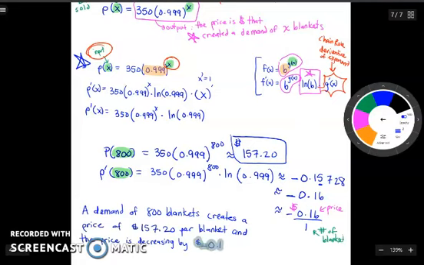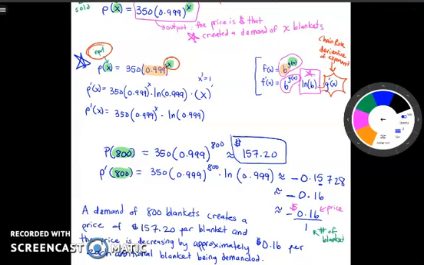I should put approximately since I rounded. By approximately 16 cents per each additional blanket being sold. So being demanded. Each additional blanket being demanded. Yeah, that is kind of a weird scenario.